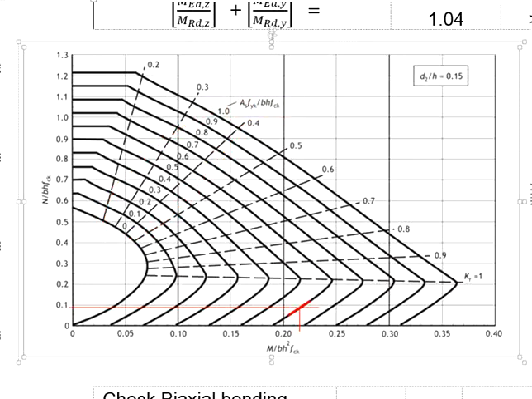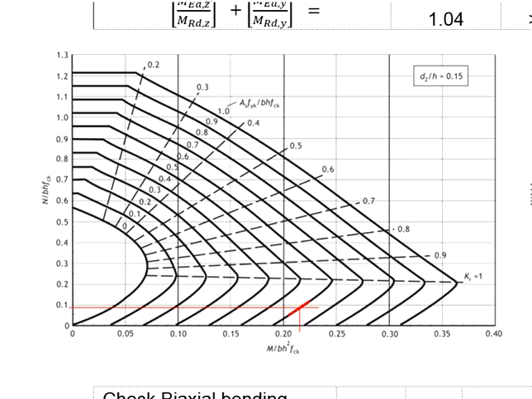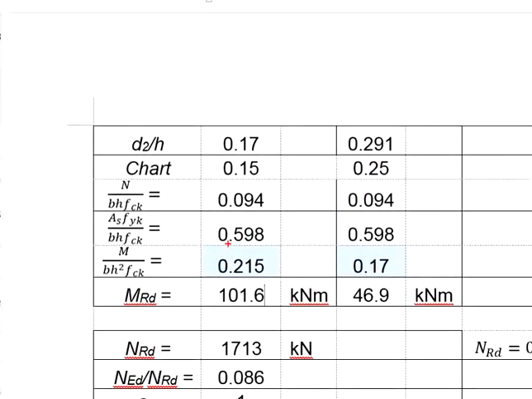0.598 is very close to 0.6, which is this. Extend from the curve here, and you get the intersection here. Draw a straight line downward. It is about 0.215. That gives you the M per BH square FCK equals to 0.215 for the major axis.